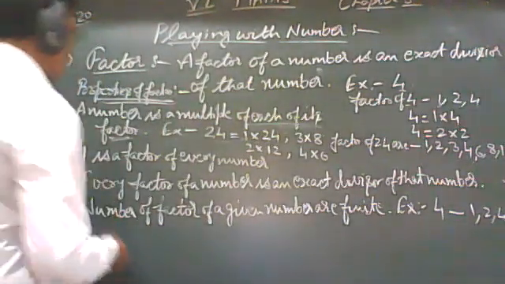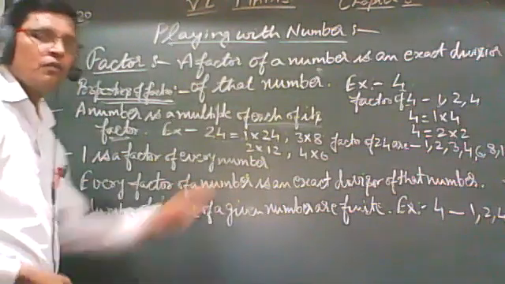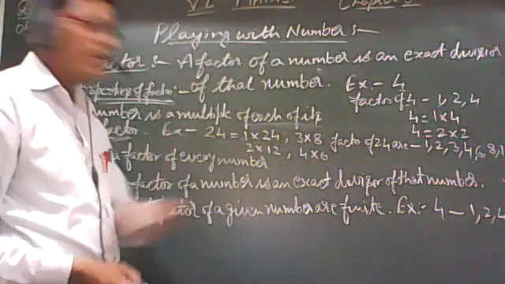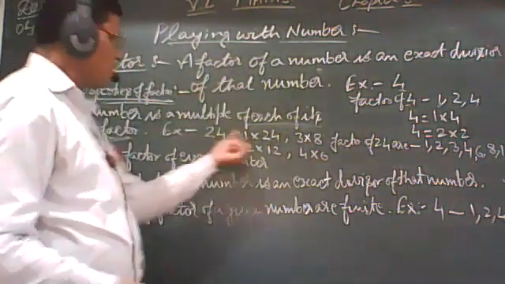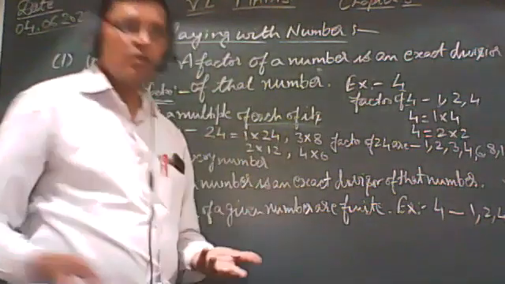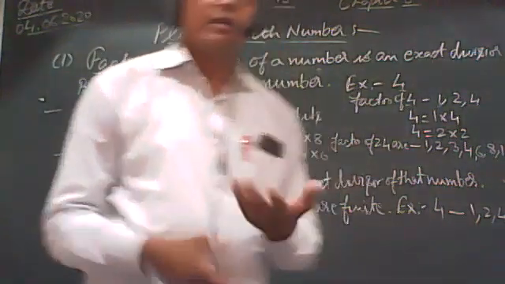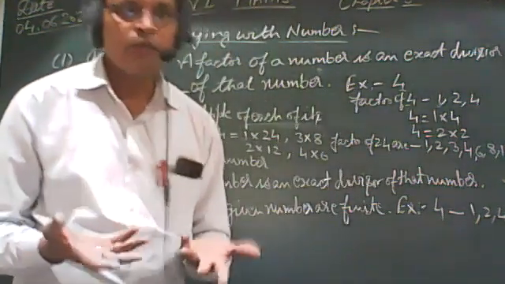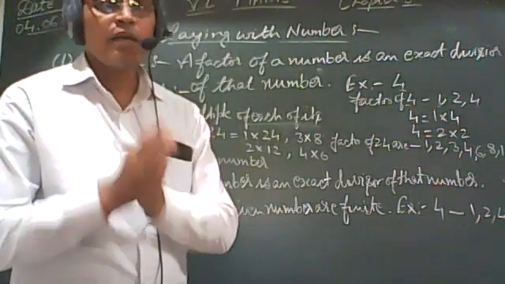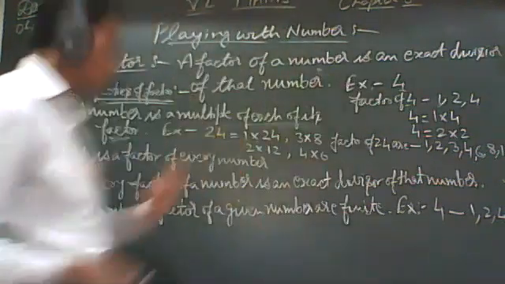Next property: 1 is a factor of every number. 1 is a factor of each and every number. For example, 24 is 1 into 24, 7 is 1 into 7, 99 is 1 into 99, 9 is 1 into 9. That means 1 is a factor of each and every number. Okay, this is the property.